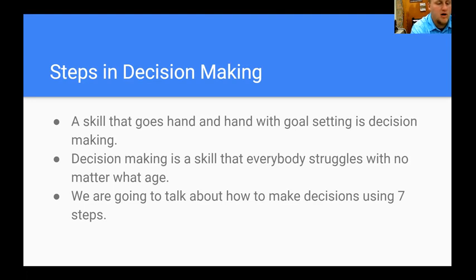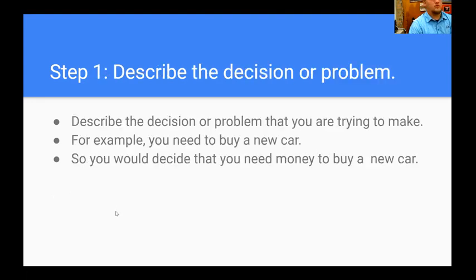So we're going to talk about how to make decisions using the 7 steps that are provided for us. So step 1, describe the decision or problem. So say you have a problem with, I'm not having enough time to do my homework. So maybe you need to make a decision on what you want to cut out, what you need to do to be able to make more time. So you have to describe your decision and or problem that you're trying to make, and then the next step will explain what you do after that.